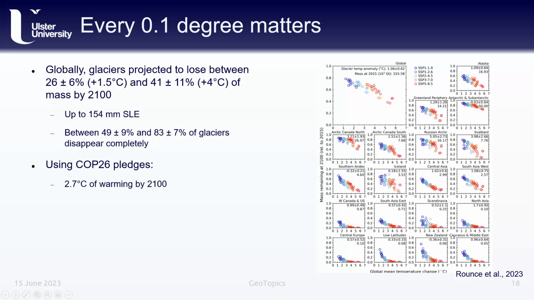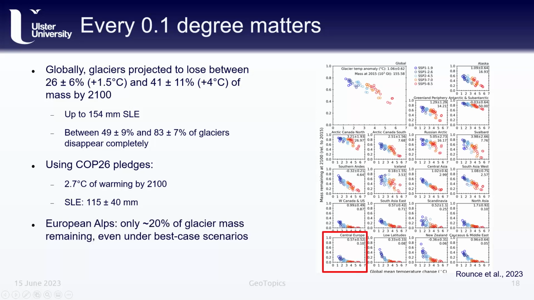If we look at this just with the COP26 pledges, that means that we're looking at about 2.7 degrees warming by 2100, and that would mean that we're looking at about 115 millimeters of sea level equivalent melt from glaciers around the world. And again, this is just glaciers. This is not including ice sheets.